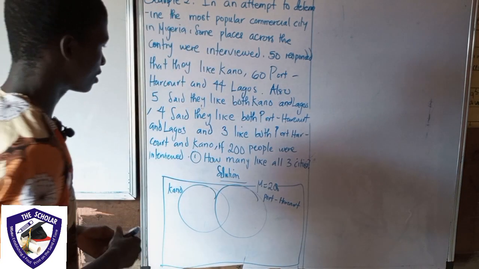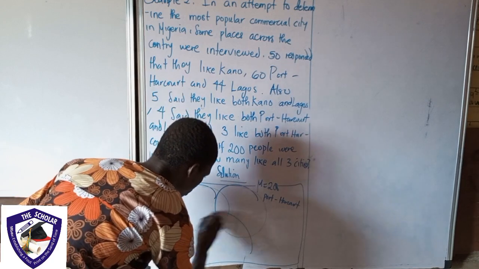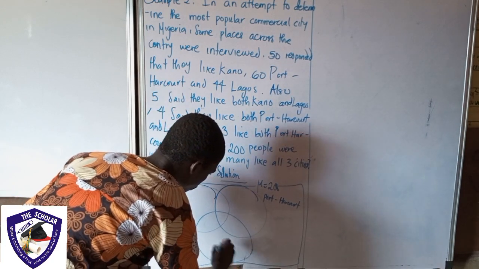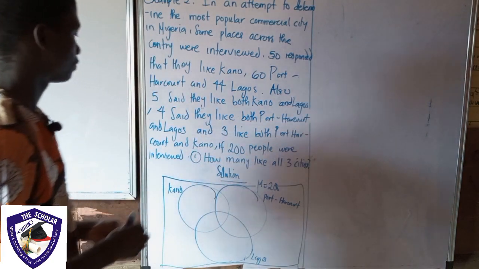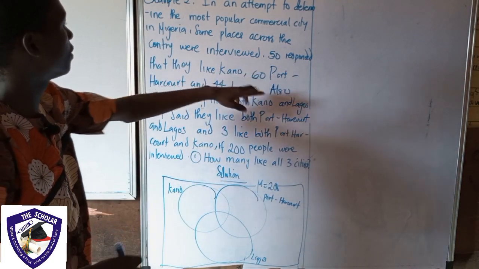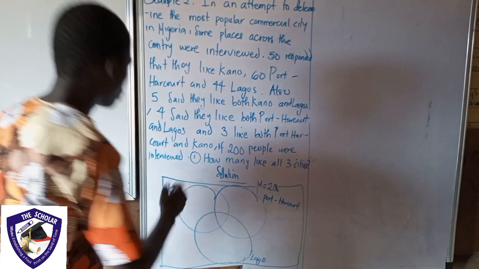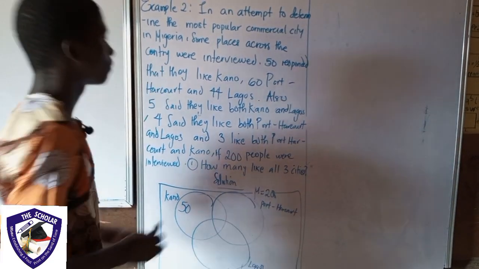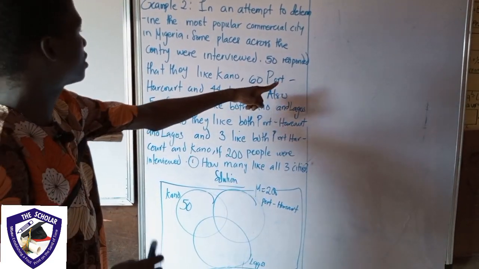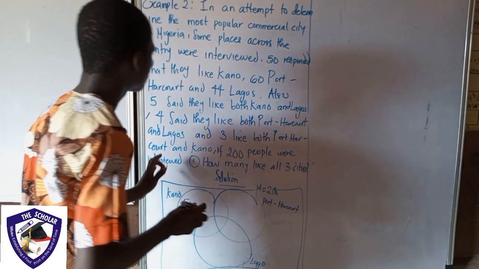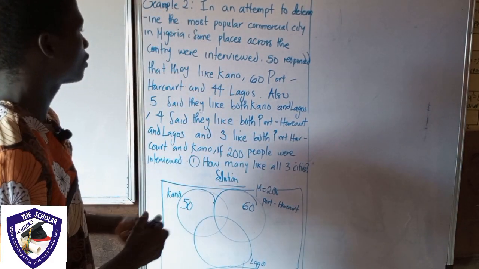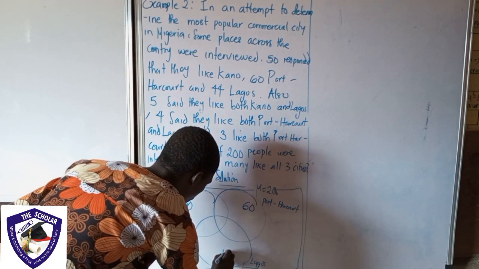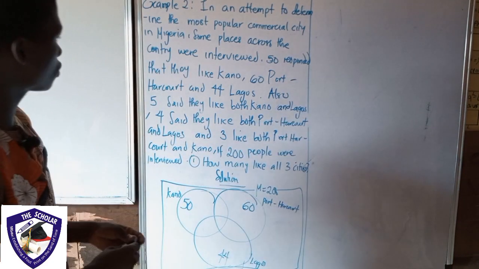We have set C, which is Lagos. Now, we have 50 responded that they like Kano, so we put 50. 60 like Port Harcourt, so we put 60. 44 Lagos. Now then the question continues.